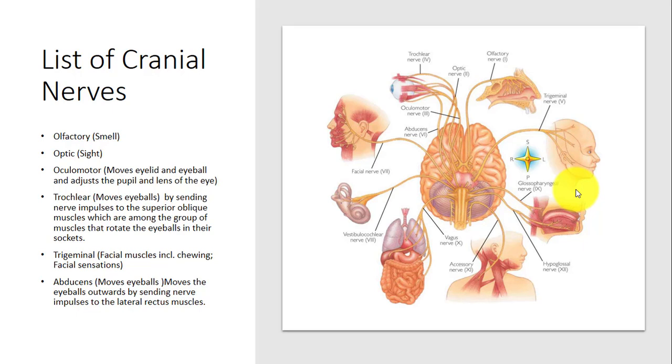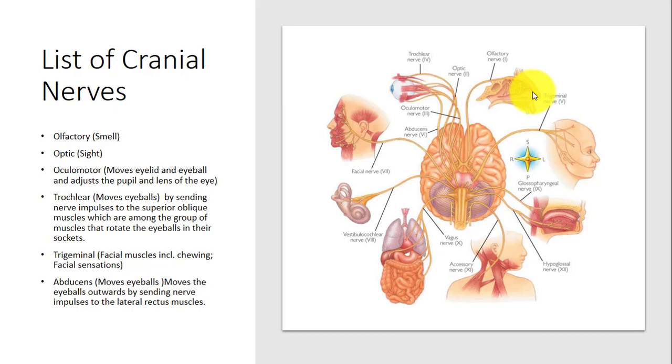The first one is the olfactory nerve. This is the only nerve, I believe, that involves smell. If you look at this picture right here, olfactory, number one, this is the nose. To help you remember this, I would think of a chocolate factory, and I love the smell of chocolate. That's a small way to help you remember that olfactory is smell.